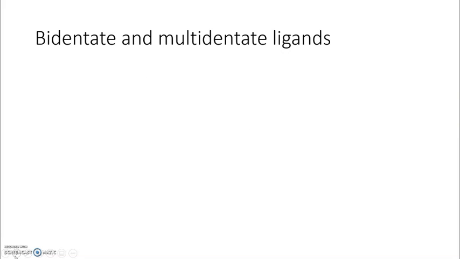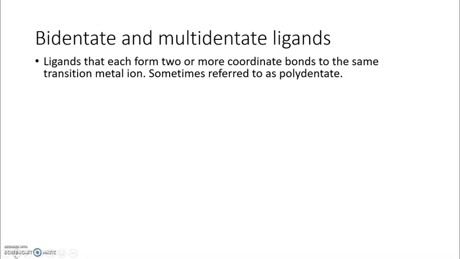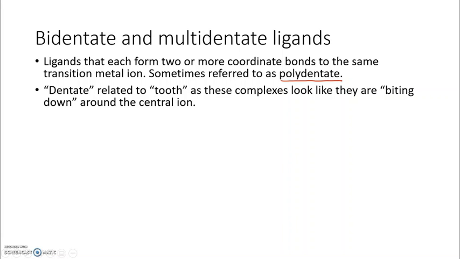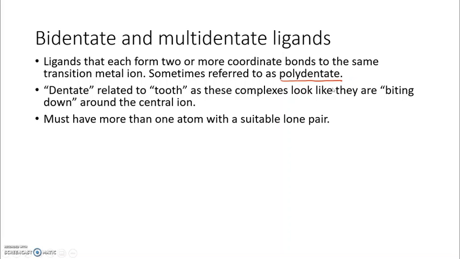Okay, so next thing that we have to deal with is the issue of bidentate and multidentate ligands. So these are ligands that form more than one coordinate bond to the same transition metal ion. They're sometimes also known as polydentate as well as multidentate. The word dentate relates to the Latin word for tooth because when you've got these multidentate ligands, they kind of look like they're biting down on the central ion.